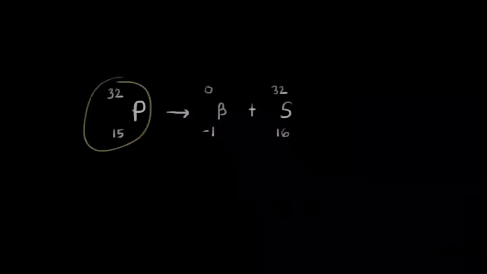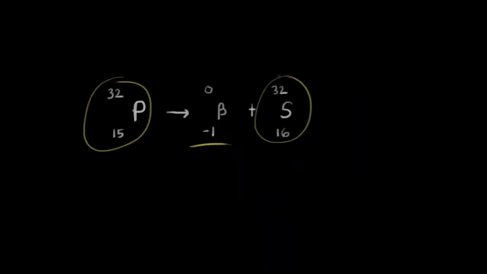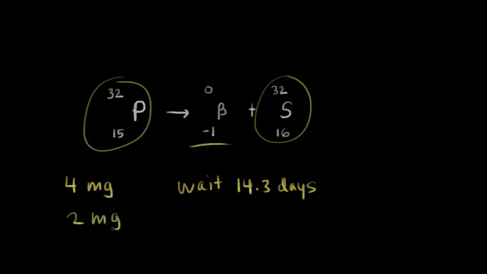Phosphorus 32 is radioactive and undergoes beta decay. So we talked about beta decay in the last video. Here's our beta particle, and the phosphorus is going to turn into sulfur. So let's say we started with 4 milligrams of phosphorus 32, and we wait 14.3 days, and we see how much of our phosphorus is left. You're going to find 2 milligrams of your phosphorus left. The rest has turned into sulfur.